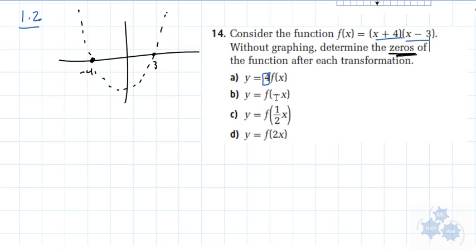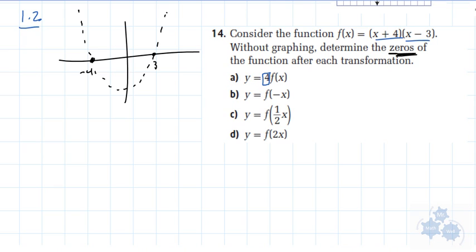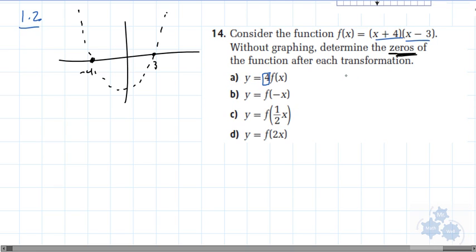So without graphing, what we're going to do is change all of the x values on all the points. So the zeros are (-4, 0), that's going to change to (4, 0). The (3, 0) is going to change to (-3, 0). Okay? So I'll just write that down here real quick. But we have the zeros (-4, 0) and (3, 0).